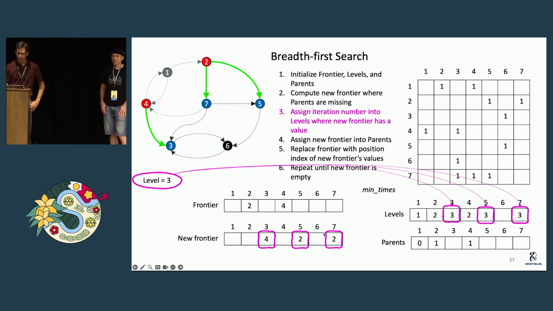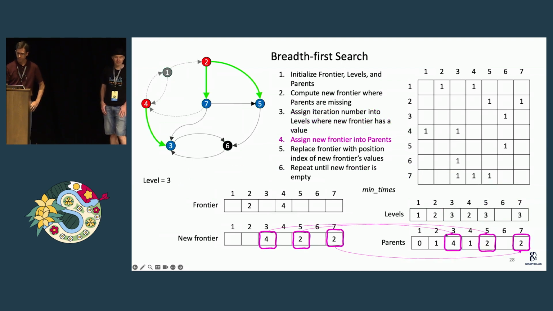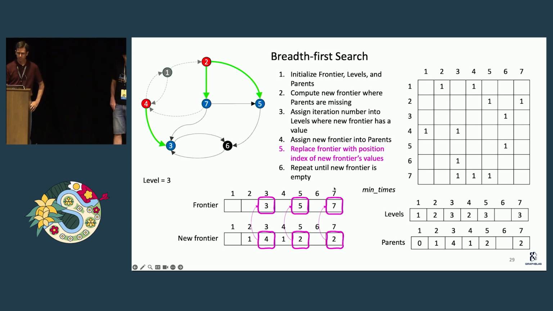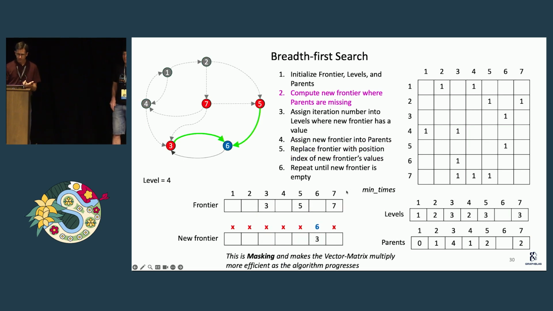So I'm going to take these and just repeat the same thing. So I've got 3, 5, and 7. I fill those in with 3s because we're on level 3. I take the 4, 2, 2 and actually put them in my parents. I pop these up, put the index positions in, move on. I've got 1 more to do.